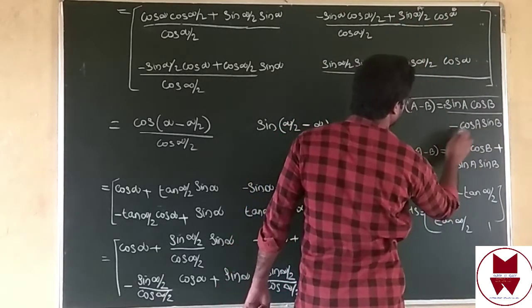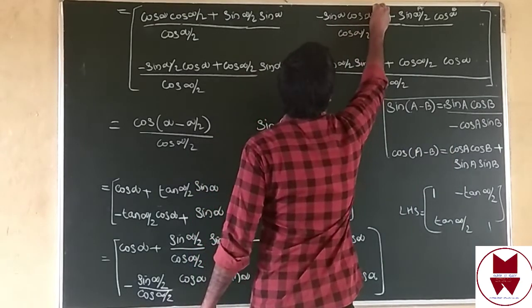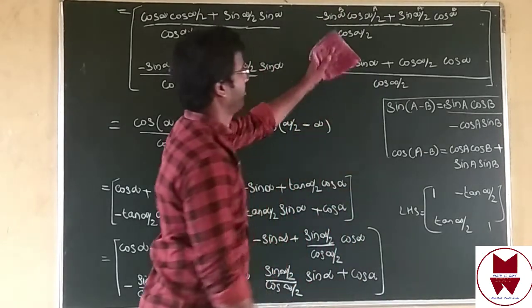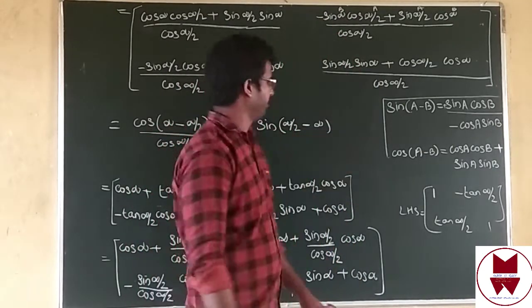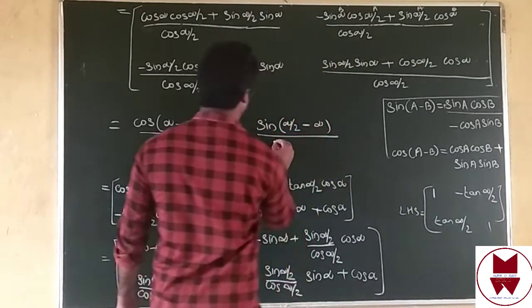Then check it, minus cos A. Minus cos A. This one. A means in here alpha by 2. Then B means alpha. Then divide by this cos alpha by 2.